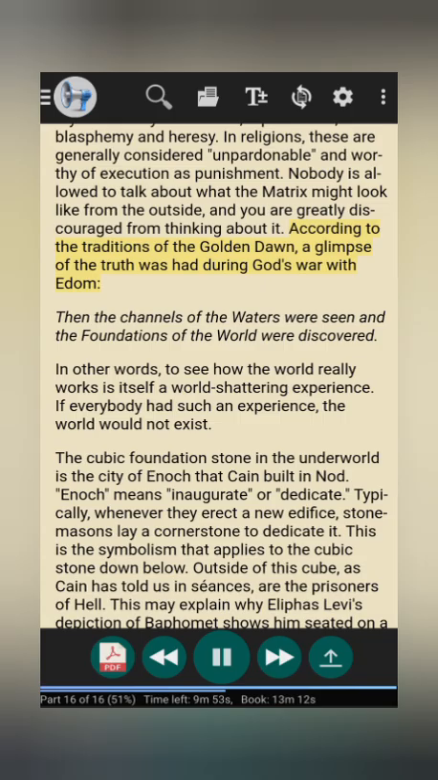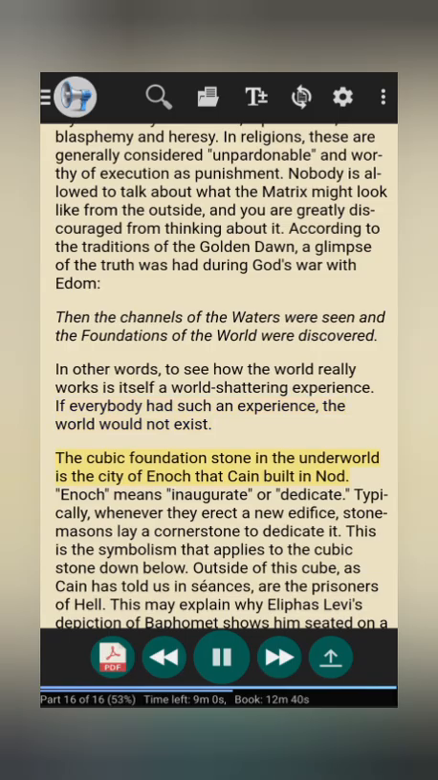According to the traditions of the Golden Dawn, a glimpse of the truth was had during God's war with Edom. Then the channels of the waters were seen, and the foundations of the world were discovered. In other words, to see how the world really works is itself a world-shattering experience. If everybody had such an experience, the world would not exist.